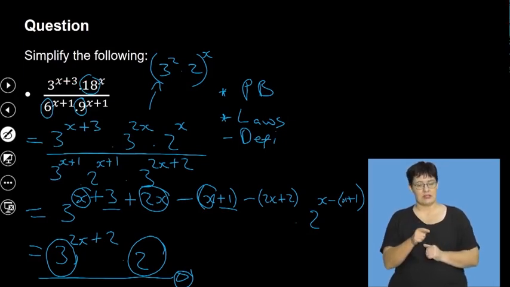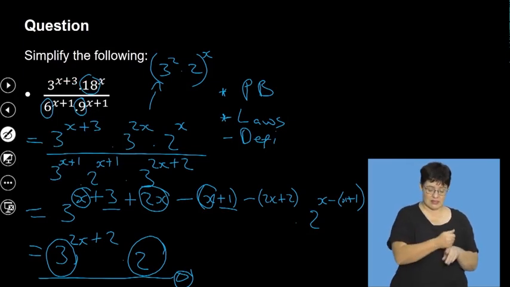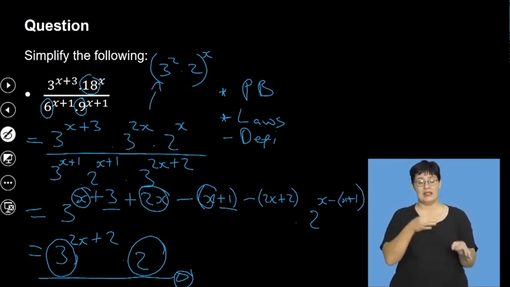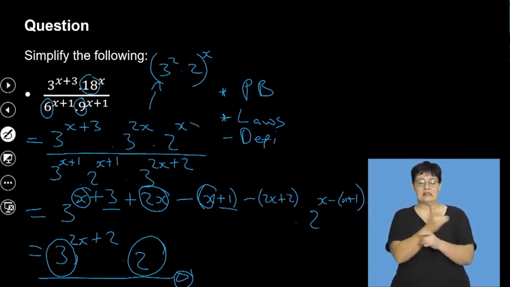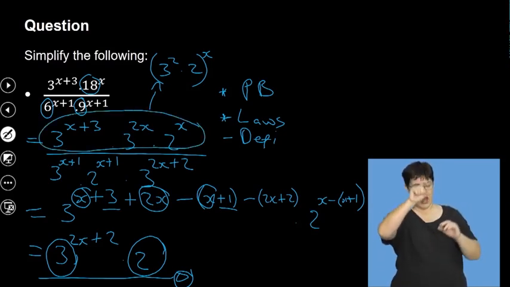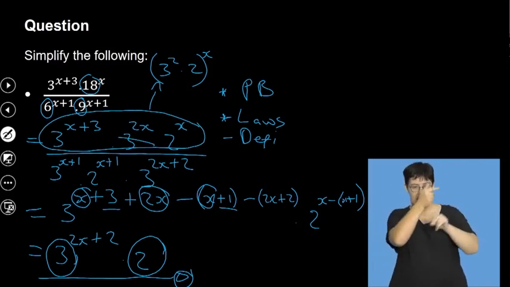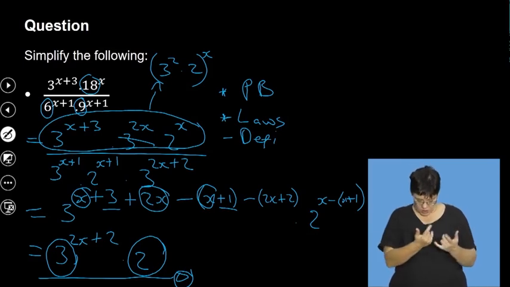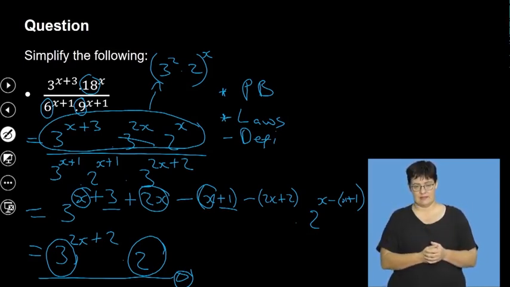But that's really the main thing that you need to make sure that you understand. Prime bases, apply your laws, your definitions, and then from there, if you do not understand how to do this, just start with the top and work out everything that's at the top. Go to the bottom, work out everything that's at the bottom, and then combine them after that. And then you will get your answer from there.